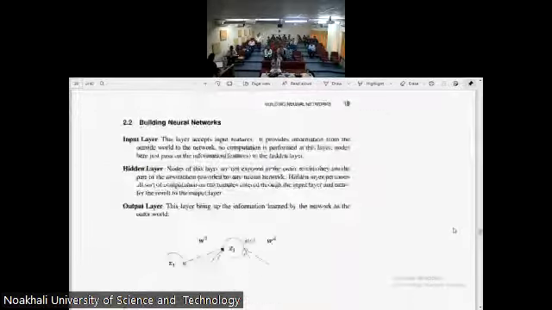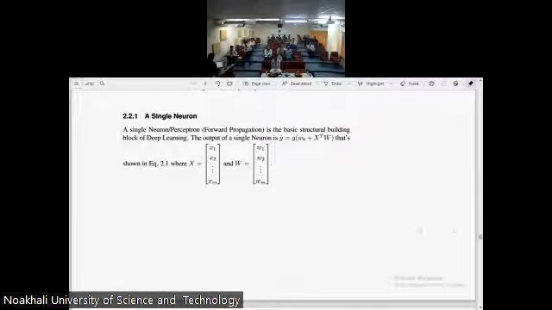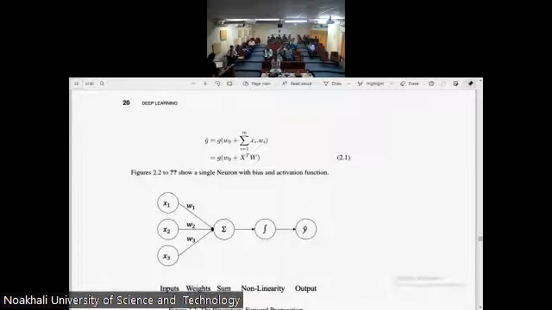Okay, so let's talk about what we have in a single neuron. X is basically the inputs. Each of the inputs has its corresponding weight, omega or W. There is a difference between y and y hat: y is the dependent variable, the actual output, and y hat is the predicted output by the machine.